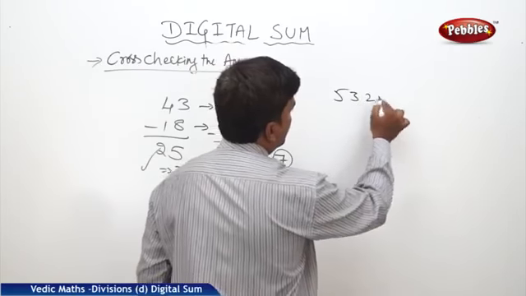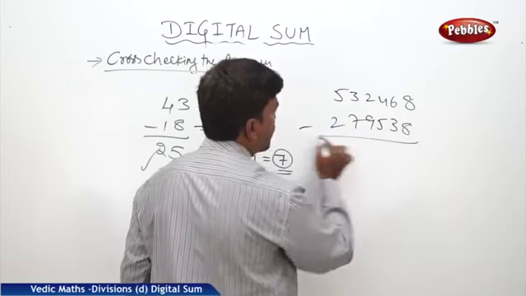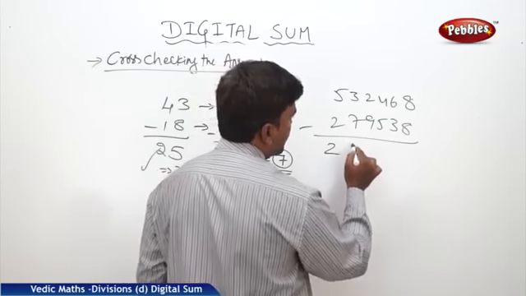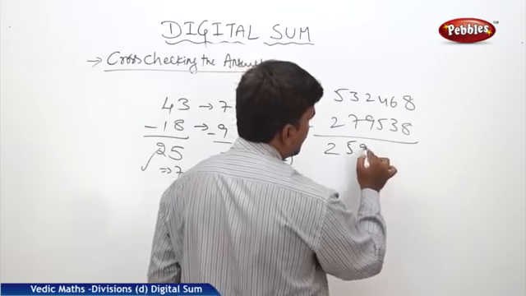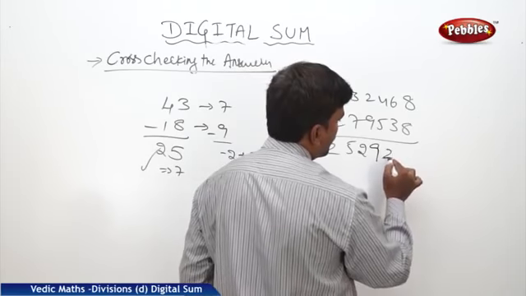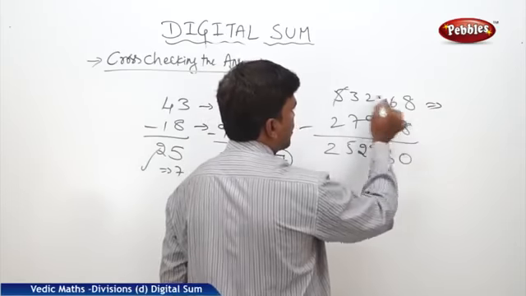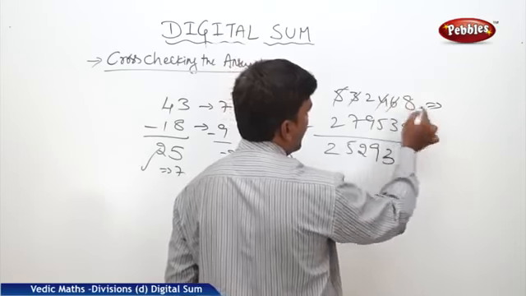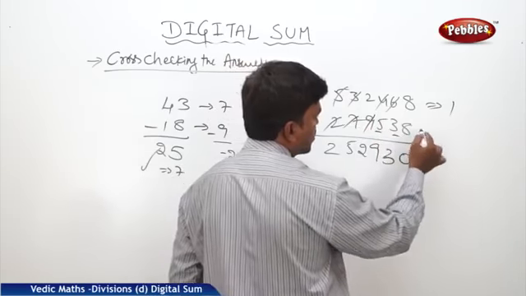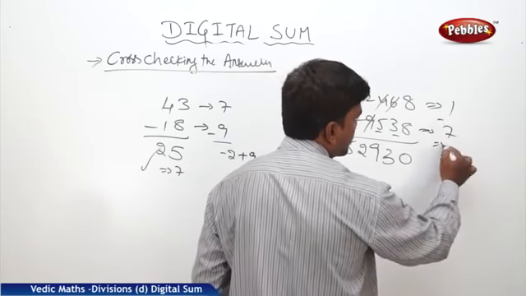532468 minus 279538. I want the digital sum to check the answer. 3 plus 2 is 5, 3, 6, but 5, 2 plus 7 is 9, 3 but 2, 5, 9 but 2, 3 but 2, so 3 but 3, 0. Now let us cross check the answer. 5, 4, you can cross check. 6, 3, leave. 2, 8, 1. Now 9, 9, 5, 3, 8, 8 is 16, 1 plus 6 is 7. 1 and 6, 1 and 7, it is minus 6.